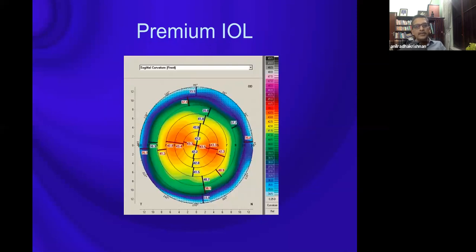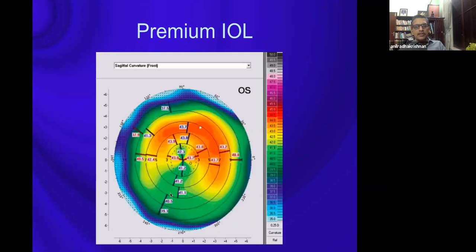What about this patient? This patient also has a very symmetric bow tie pattern. The axis is about 170 or so, but perfectly symmetrical. The K values are perfectly within the normal range, 43. This is 43.5. The corresponding points are matching. So this is a good candidate for premium IOL.